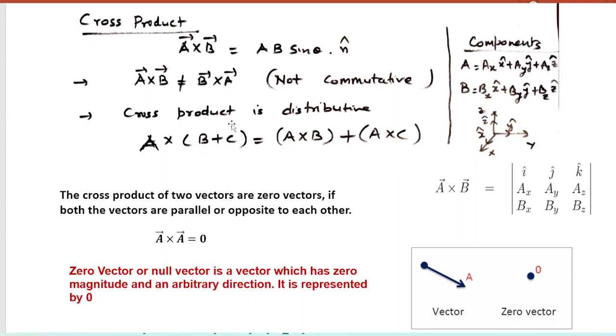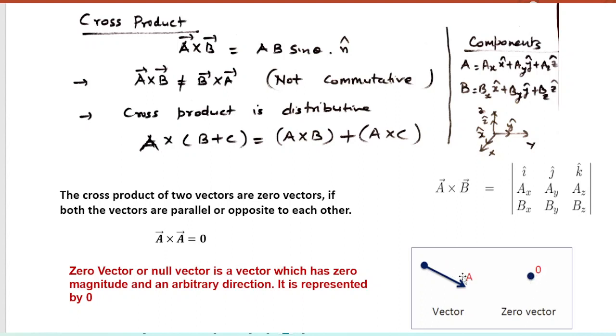The cross product of two vectors is the zero vector if the angle is 0 degrees or 180 degrees. Also, the cross product of a vector with itself gives the zero vector. A zero vector is a null vector, a vector which has zero magnitude and arbitrary direction.